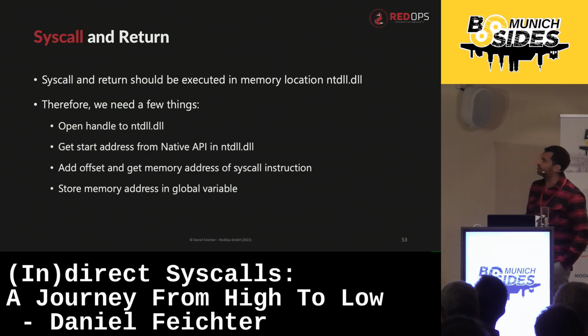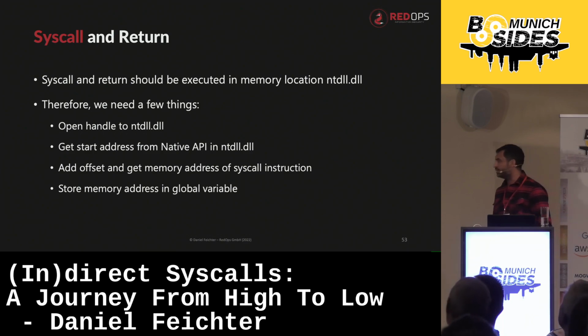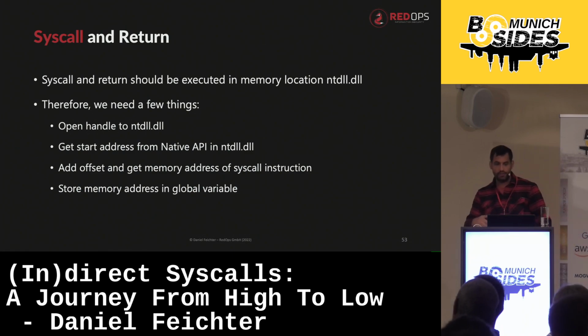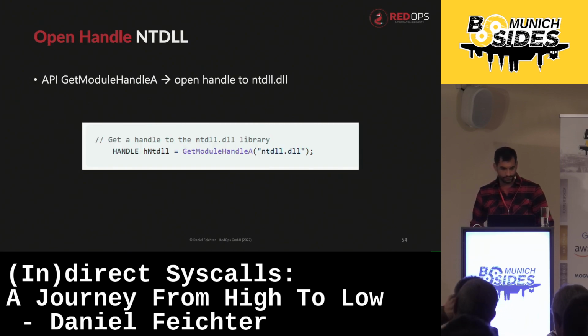So we have to manage the syscall and return instruction. Therefore, we have to do a few things. We have, again, to open a handle to NTDLL. Then we need to get the start address of the native API in NTDLL. We have to set the offset to get the memory address of the syscall instruction, and then store that memory address in a global variable. And we have to do this for each native API which we use in our shellcode loader, so four times in this case.